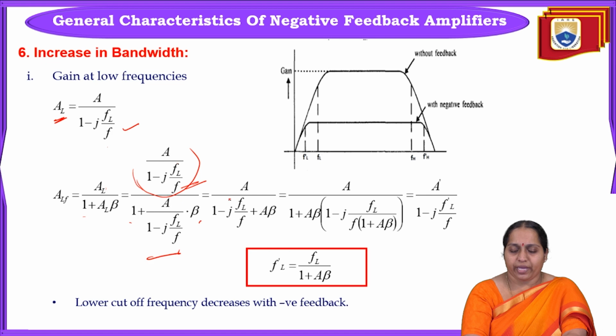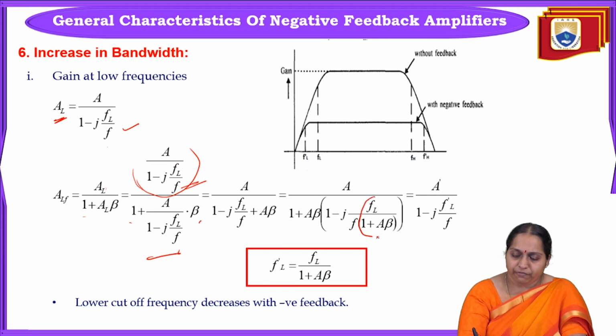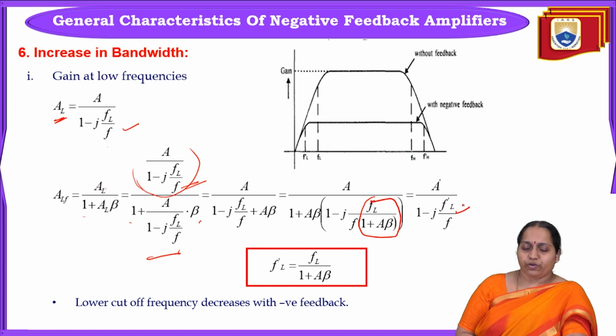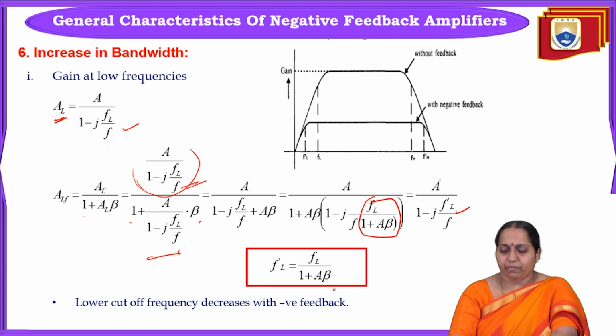So this is equal to A by, on simplification, you will finally see that this will reduce to A by 1 minus j FL dash by f, where FL dash is equal to what? FL by 1 plus A beta. See this. FL by 1 plus A beta, I am replacing it by FL dash. So what can you see? FL dash is equal to FL by 1 plus A beta.